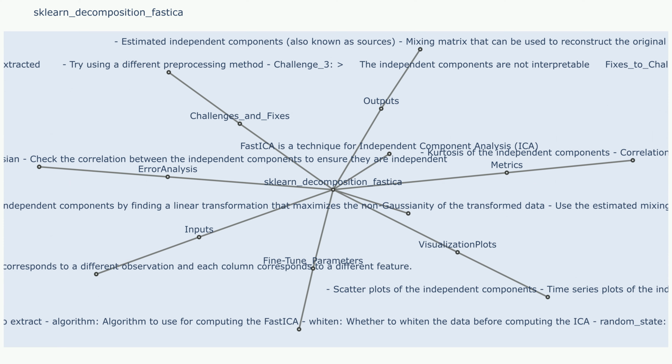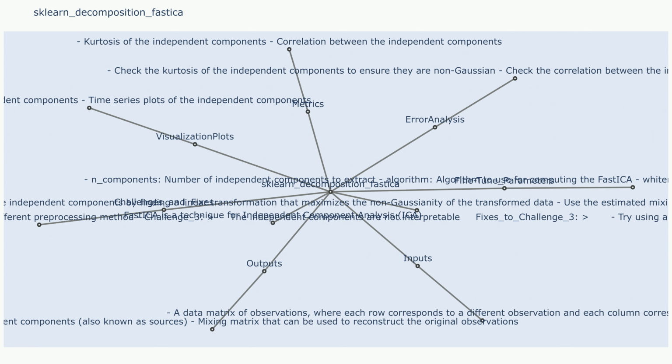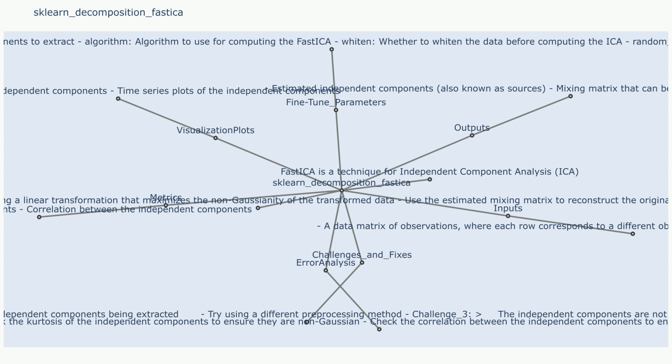Metrics. Metric 1. Explain in detail the kurtosis of the estimated independent components. A higher kurtosis indicates a more peaked distribution, which is a sign of non-Gaussianity. Metric 2. Explain in detail the mutual information between the estimated independent components. A lower mutual information indicates that the components are more independent.